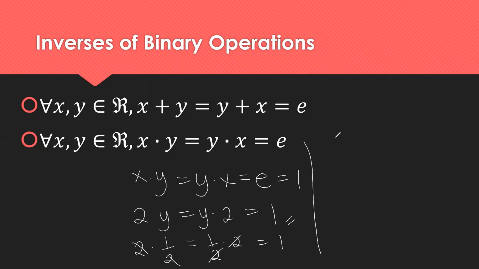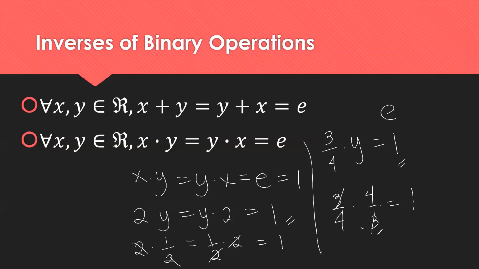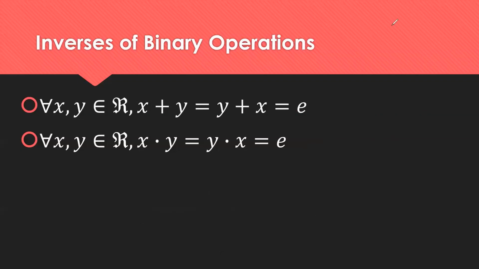Another example, suppose we have 3 over 4 times y is equal to the identity element, which is 1, is equal to e. What value of y are we going to multiply to 3/4 to give us 1? That is 3 over 4 times 4 over 3 is equal to 1. 3 divided by 3 is 1. 4 divided by 4 is 1. 1 divided by 1 is 1. So that is the inverses of binary operation. Thank you.